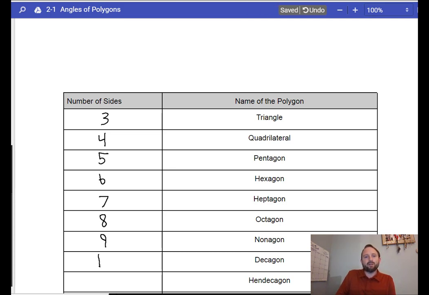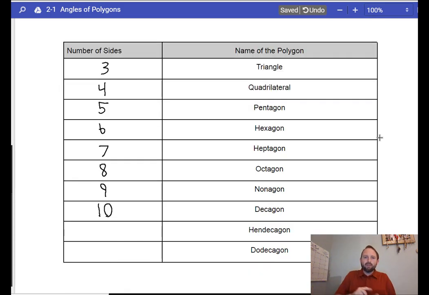Now, I like this from Roman times. If somebody did something bad, they would go through the squadron and they would kill every 1 out of 10 people. That's decimate.